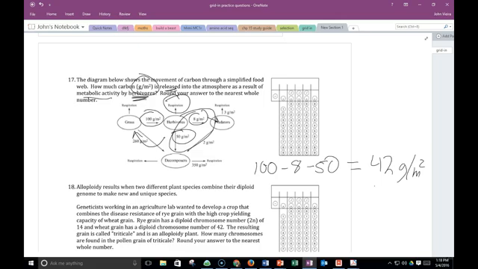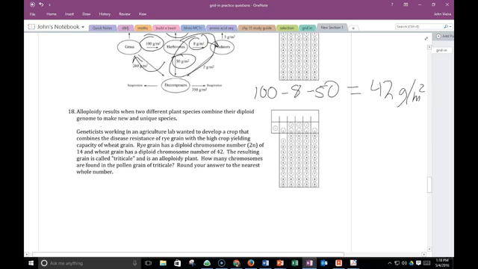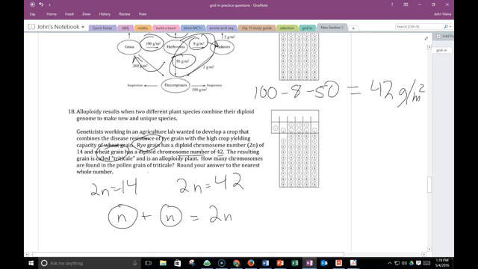Okay, we're going to combine rye grain, which has a 2N of 14, and wheat grain, which has a diploid chromosome number of 42. So diploid is 2N equals 42. We want to combine these two plants. Well, what we're going to do is take the pollen of one, the gamete of one, and add it to the gamete of the other, and that's going to give us the diploid of the new organism, which is this triticale.